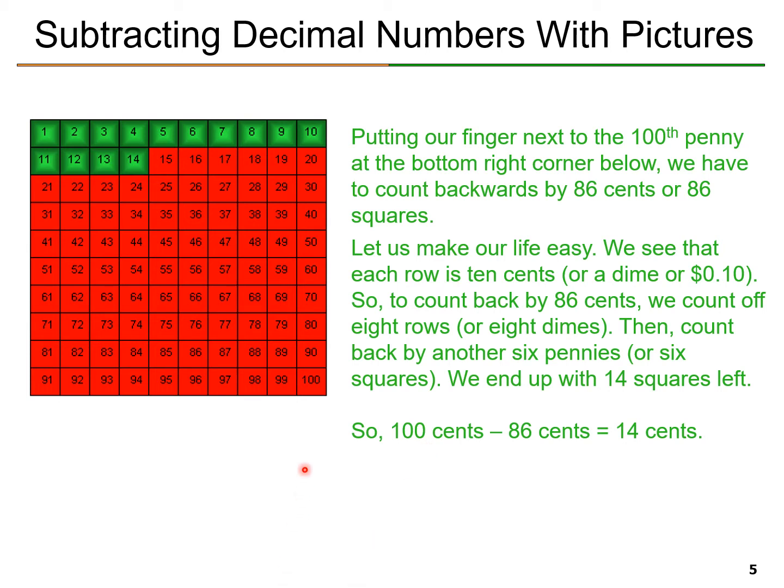So we're going to make it easy. 1, 2, 3, 4, 5, 6, 7, 8, 9, 10. Each row is 10 cents. So if I subtract off 8 of these rows, and each row is 10 cents, 8 times 10 is 80 cents. So if I start right here on 100, subtract off 10 cents, subtract off 20, subtract off 30 cents, minus 40 cents, minus 50 cents, minus 60 cents.